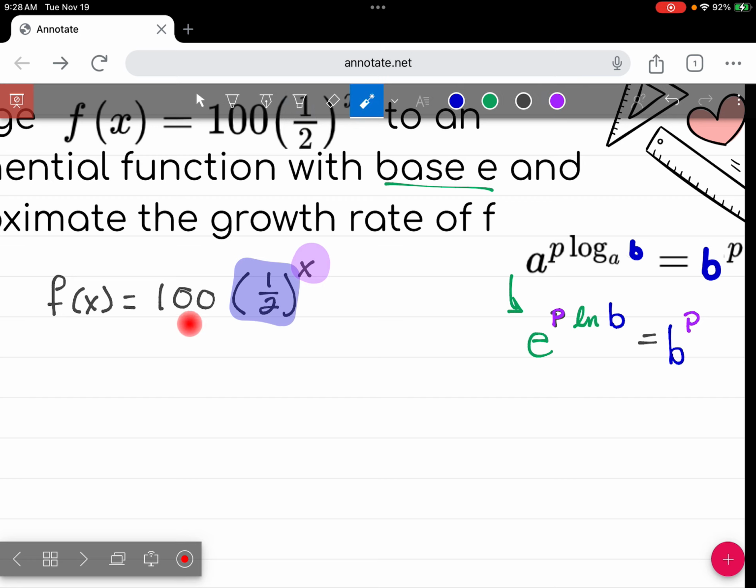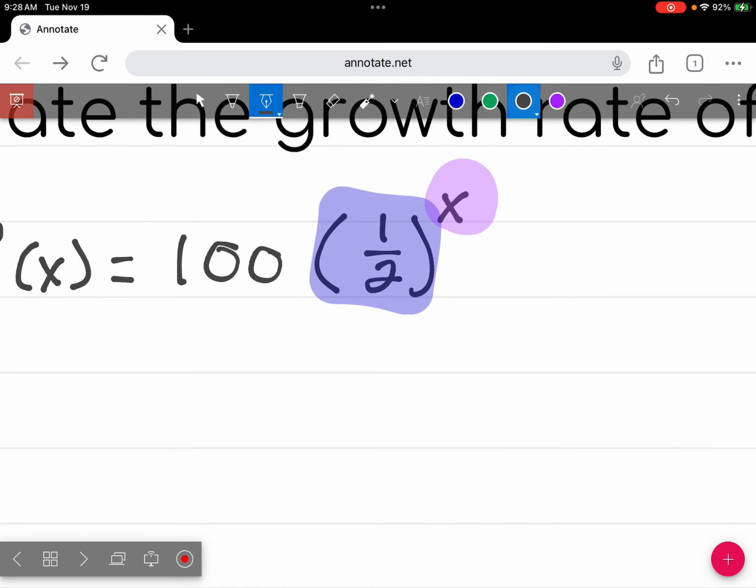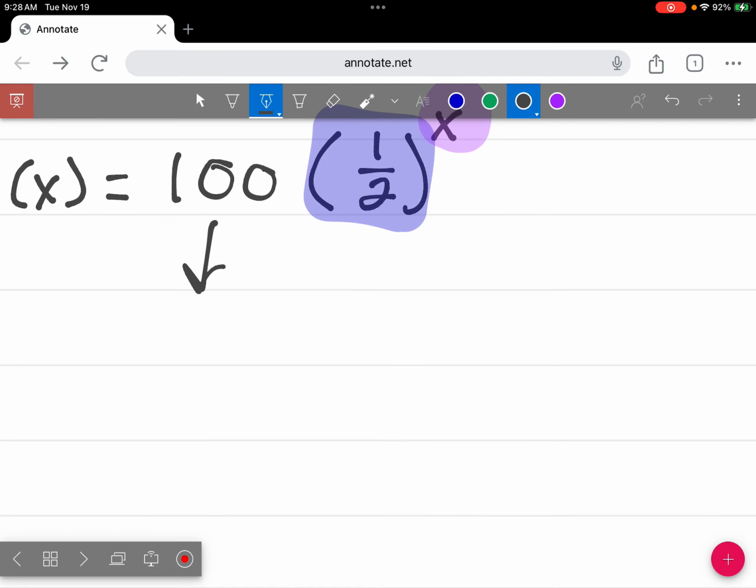So this guy's just sitting to the side. This has no impact on this first part of it. We have to get it to an e first. So my 100's just hanging out. But I want to switch this thing to be to a power of e. So that's when we use that formula to the right. So e to the power of, what's going to go in front? x times the natural log of 1/2.